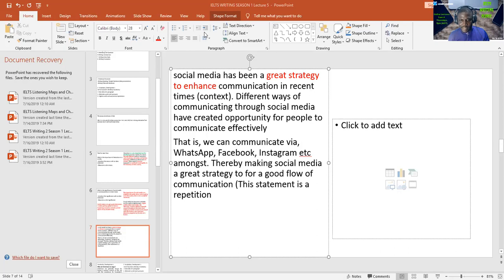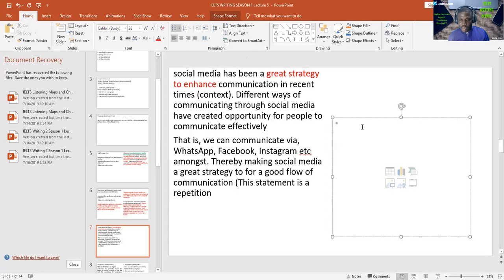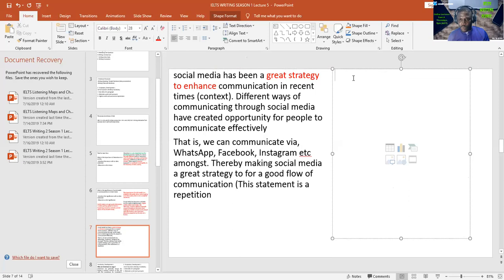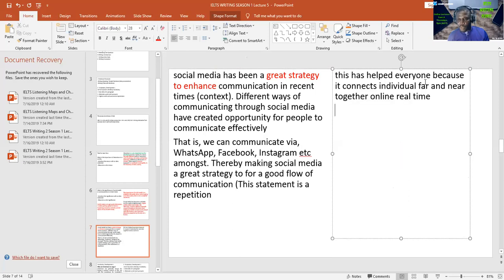Someone wrote this. This is the last one I'm going to write. Okay, this person wrote this. We will move now. The only thing is that the class has been delayed unnecessarily. So this has helped everyone because it connects individual far and near together online real time. Where is your, let me check. Have you sent any idea statement before? The person that sent it. Okay, yes, you have done, because I wanted to just please always send them together. Tracing them is not easy for me because I have to run through everybody's message.